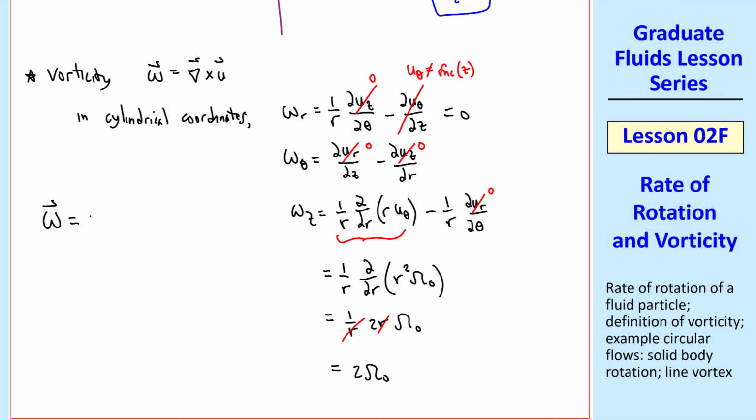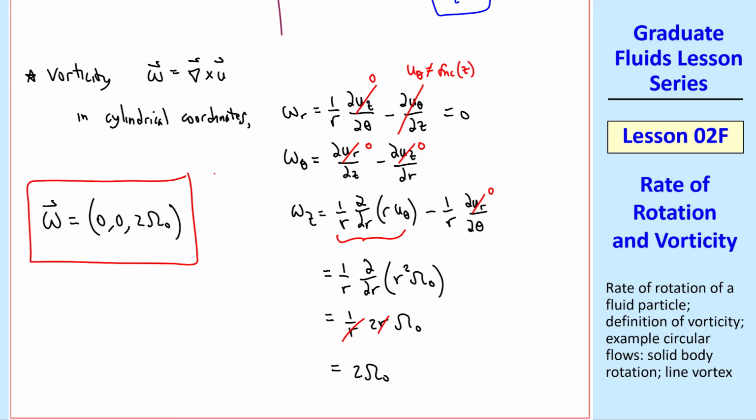We differentiate and simplify and get 2 omega naught. Thus the vector omega, the vorticity vector, has only one component and it's in the z direction. Again, this is in the r theta z coordinate system, and that non-zero component is twice the angular velocity. So here omega is twice the angular velocity vector, which is what we already stated previously. So this answer agrees with our previous statement.